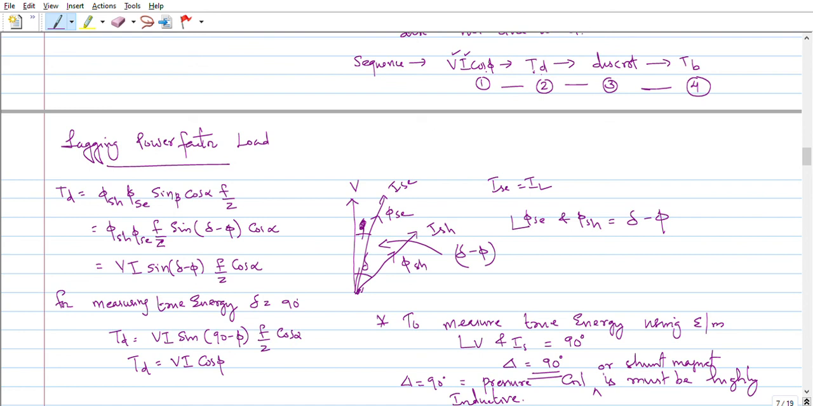In an electrodynamometer type wattmeter, the pressure coil must be highly resistive. For measurement of true energy, the pressure coil must be highly inductive. Don't mix these up, this is a question that is seen many times in competitive exams.